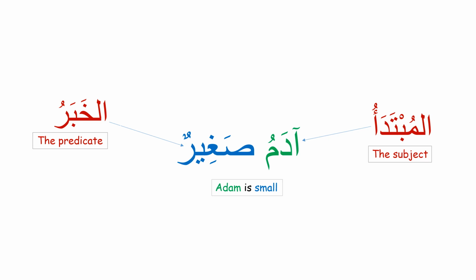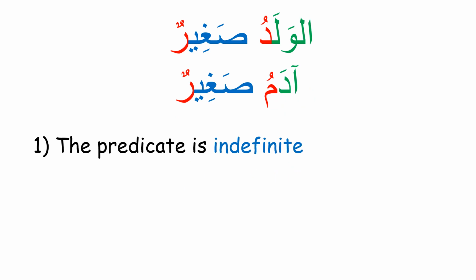That's on one hand. On the other hand, if you take a look at the case ending in both of these examples, you will realize that المبتدأ والخبر have the nominative case. ضم for the subject and تنوين الضم for the predicate. And that means two things. Number one, since the predicate i.e. الخبر ends with تنوين, that means that it is indefinite, or let's say نكرة.